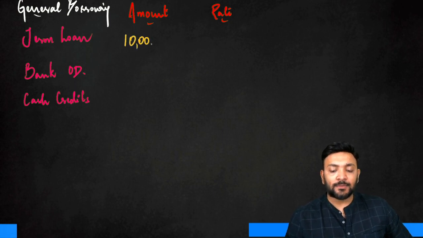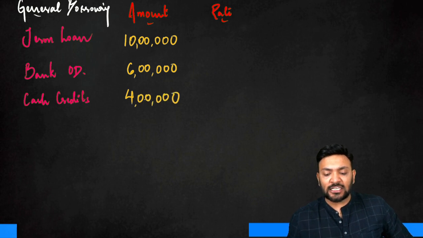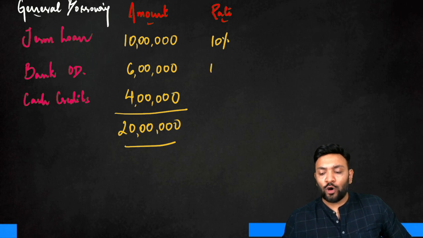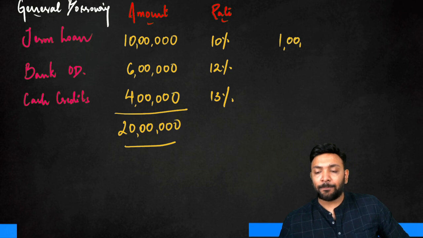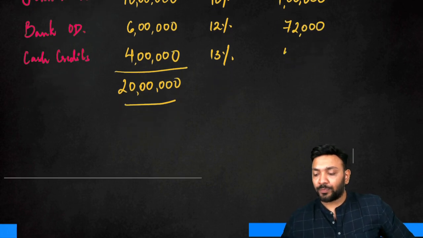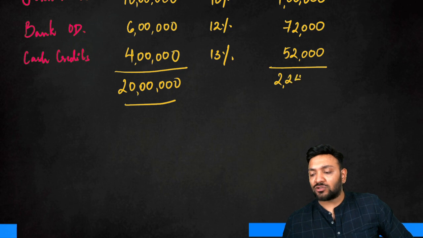This is about 10 lakhs, this is about 6 lakhs, and about 4 lakhs. For ease of calculation, I've taken a total of 20 lakhs. My rate of interest, let's say, was 10%. OD was carrying 12%. Cash credit was carrying, let's say, 13%. Then what is your interest? Can you give me the interest? 1 lakh, right? This would be 72,000, and the last one would be 52,000, which makes a total of 2,24,000.